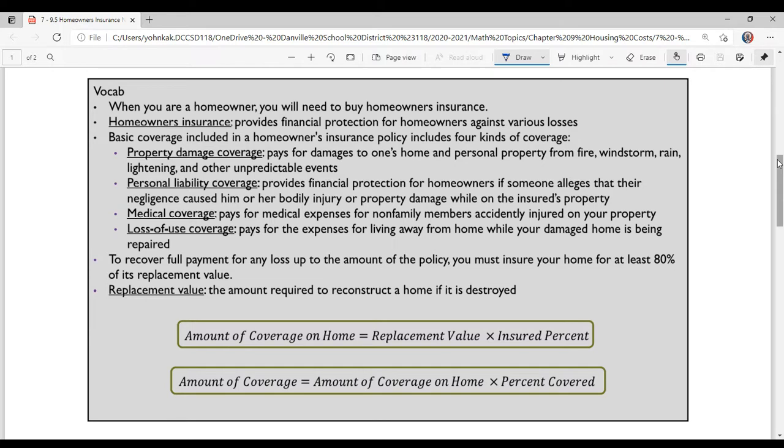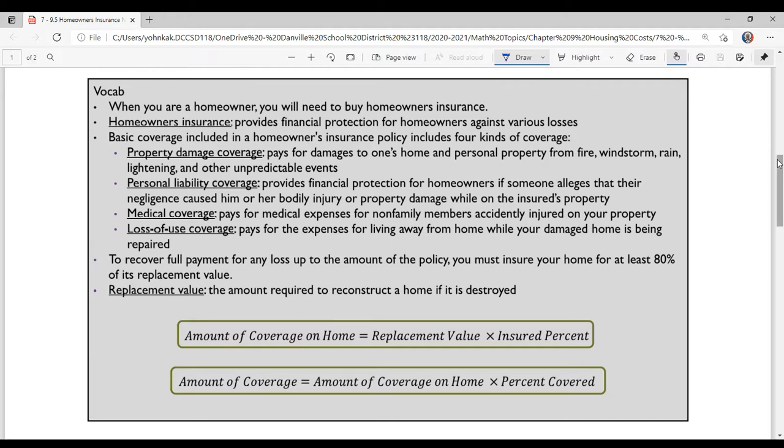Or if someone was on my back deck and my back deck is a little old and they stepped wrong and their foot went through the deck and they twisted their ankle, they could sue me because their ankle was damaged. Or if their car gets burglarized while on my property, they might sue me. So that's personal liability. Medical coverage is the third type.